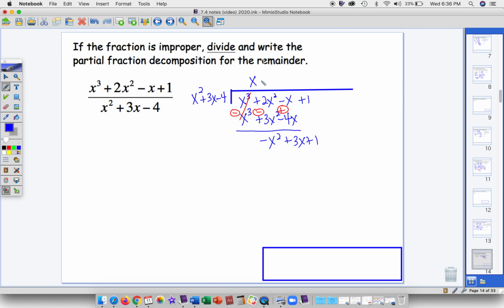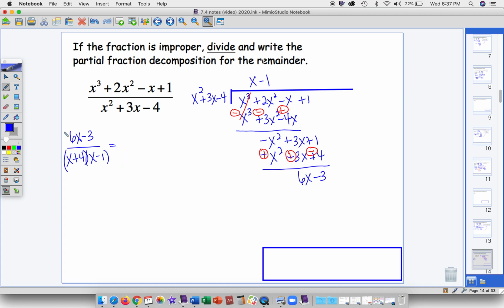Divide x squared into negative x squared, that's a minus 1. So that's negative x squared minus 3x plus 4. Change the signs. That becomes positive, positive, negative. First terms drop out. I have 6x minus 3. So now I'm going to take that remainder and put it over my denominator. Let's factor that. So it's going to be x plus 4 times x minus 1.